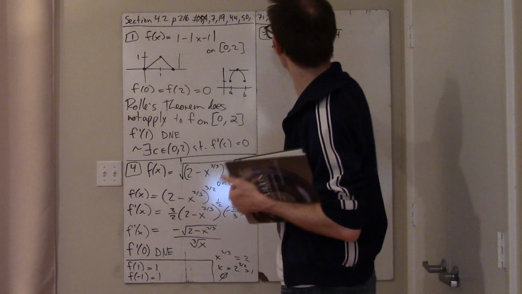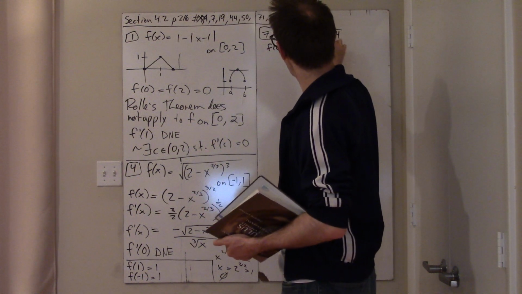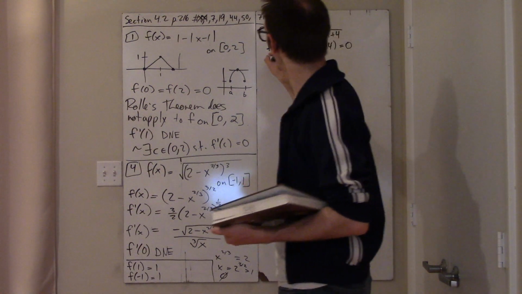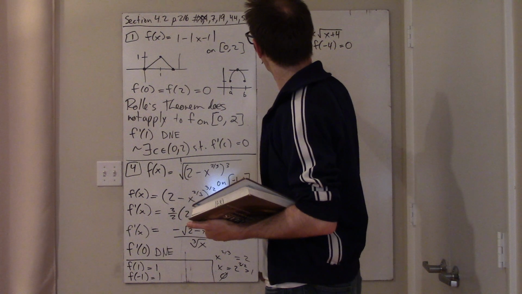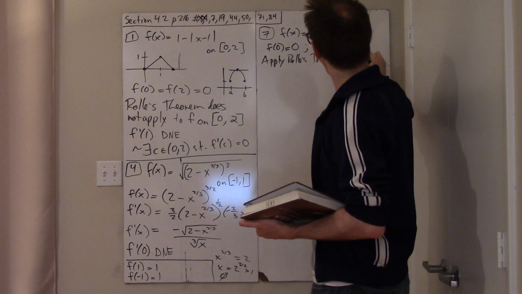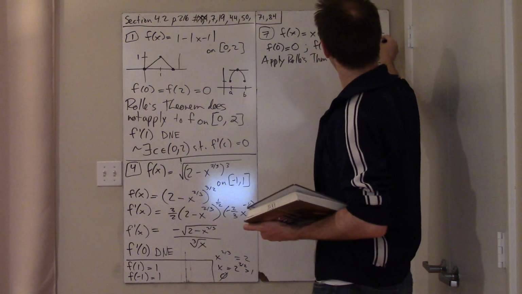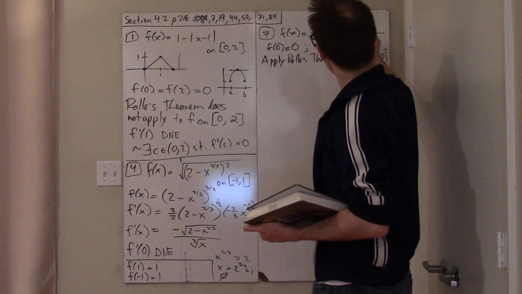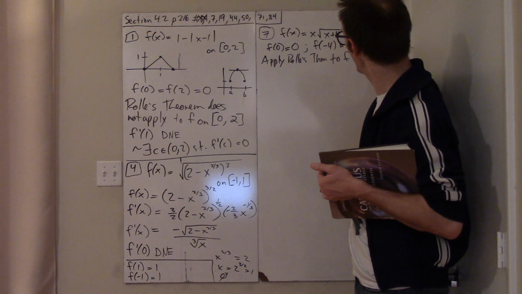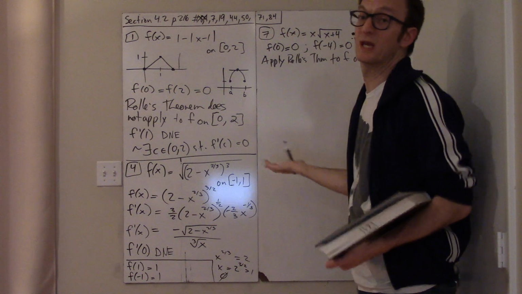Well, I think it's pretty obvious that f of 0 is 0, and also that f of negative 4 is 0. And so, what we're now going to do is apply Rolle's theorem to f on the interval negative 4, 0. And Rolle's theorem says that if you have a function and it has the same y value, in this case that y value is 0, at the beginning and end of the interval, then there must be somewhere where the derivative is 0. And in fact, we can just find it.